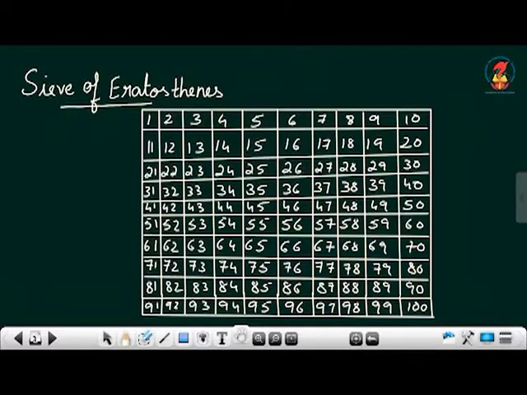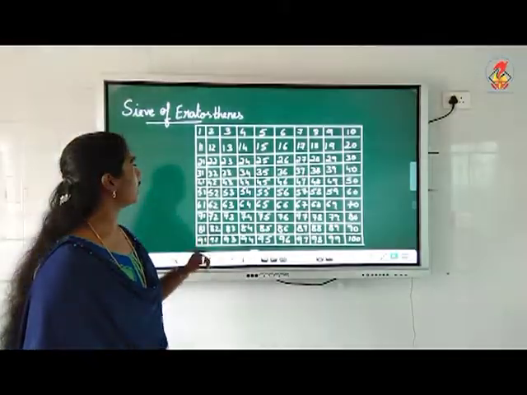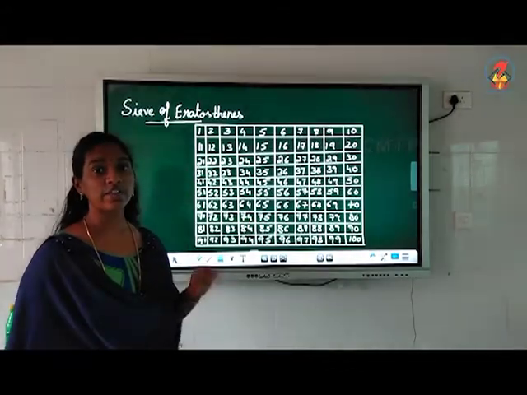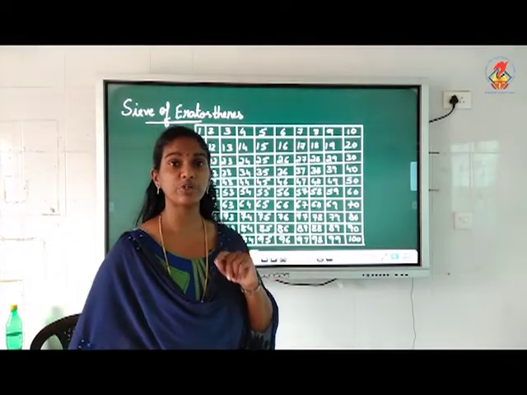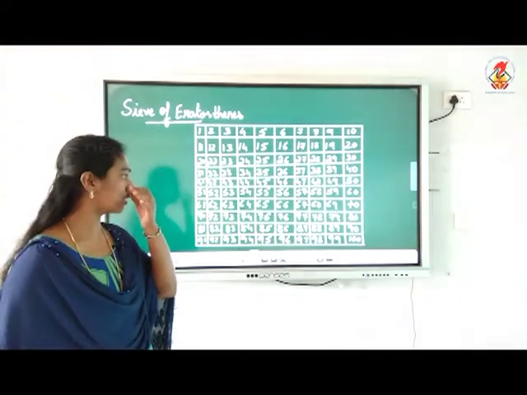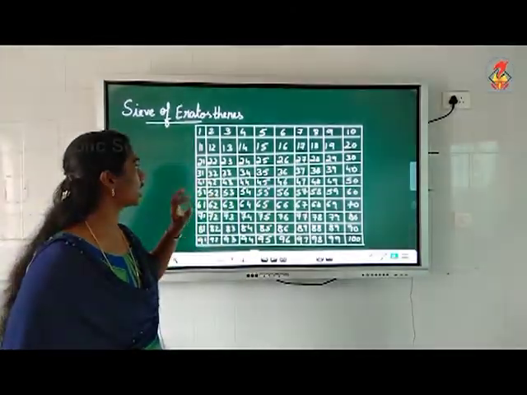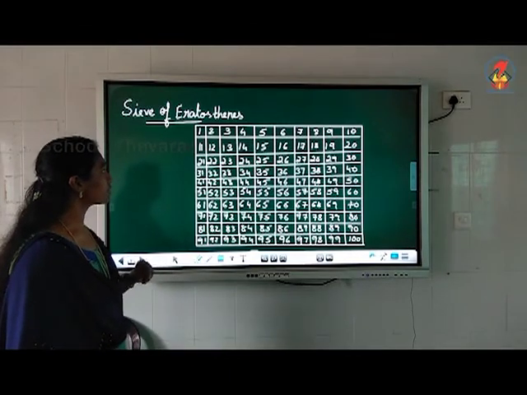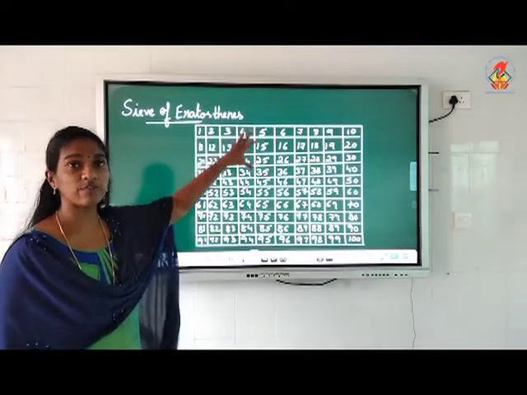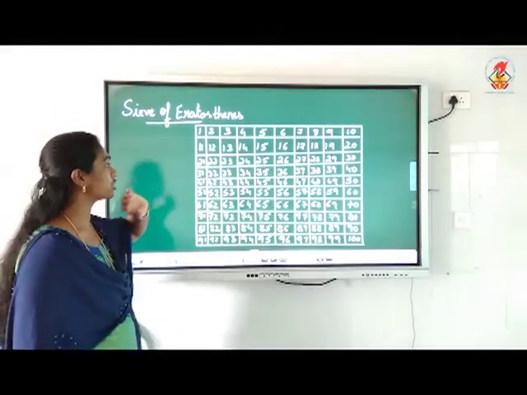Now, this is a table from 1 to 100. Okay, this table is known as the Sieve of Eratosthenes. Eratosthenes is a Greek mathematician. Using this table, he found out the prime numbers from 1 to 100. I'll show you how that technique works. Okay, you will do it with me children. If possible, do it. Or you can make a grid and then see how I am doing it. So, we are going to find out the prime numbers from 1 to 100.